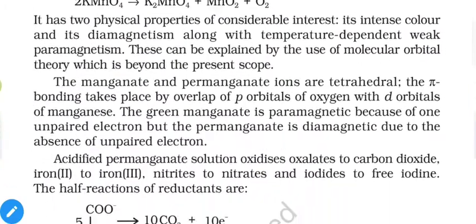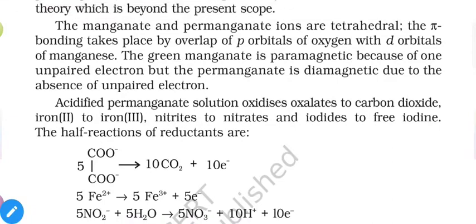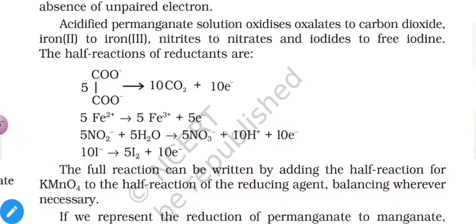The manganate and permanganate ions are tetrahedral. The pi bonding takes place by overlapping of p orbitals of oxygen with d orbitals of manganese. The green manganate is paramagnetic because of one unpaired electron, but permanganate is diamagnetic due to the absence of unpaired electrons. Acidified permanganate solution oxidizes oxalate to carbon dioxide, iron(II) to iron(III), nitrites to nitrates, and iodides to free iodine. The half reactions of the reactants are as we can see.